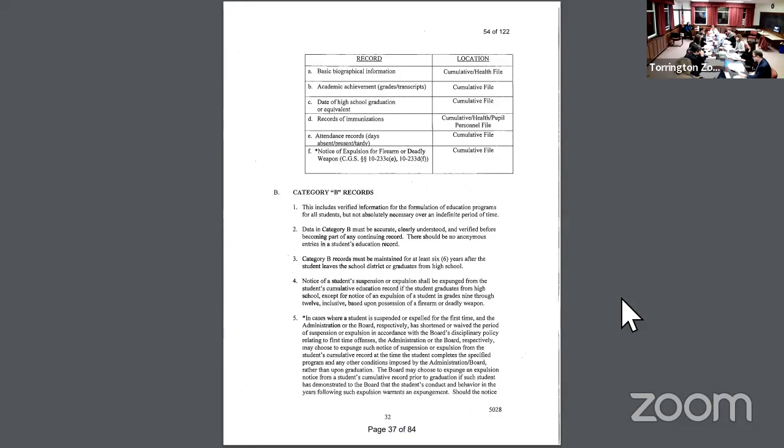Not just for firearms or weapons. For all expulsions, is what I'm trying to say. But the location says cumulative file. It's in their district Power School cumulative file, but it's not in their paper file.